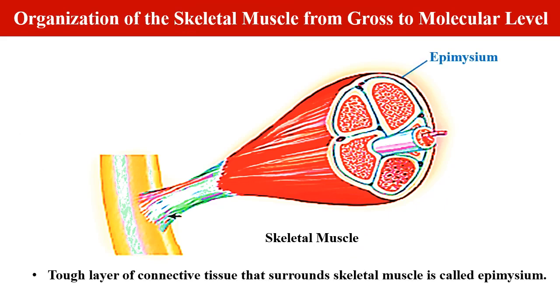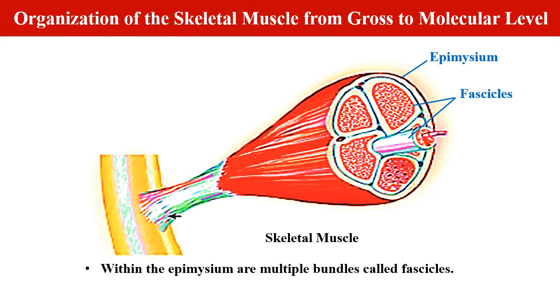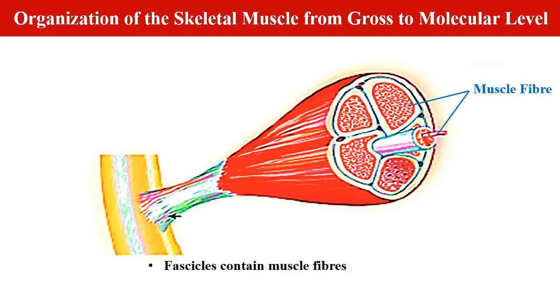A tough layer of connective tissue that surrounds the skeletal muscle is called epimysium. Within the epimysium are multiple bundles called fascicles, which are sheathed by a perimysium. Fascicles contain muscle fibers, which are encased with endomysium.